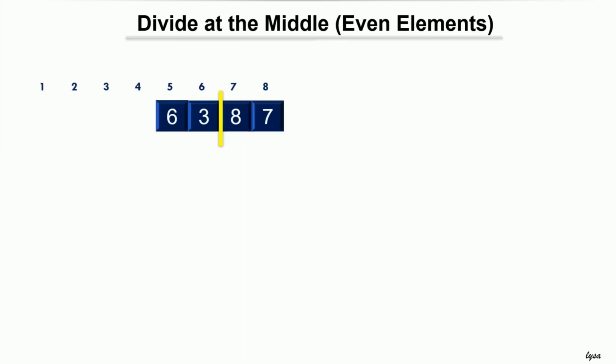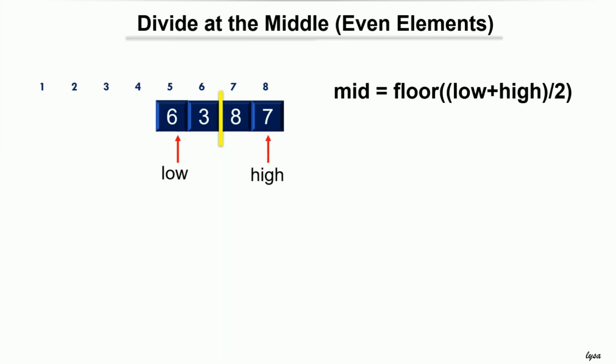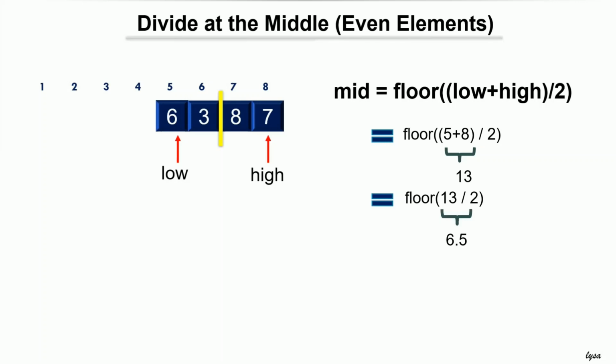Now, if I apply the formula n by 2, I would get the mid value as 4, which would not be right, but rather I want the mid value to be 6. So let's apply the formula. Now low is 5, high is 8. I know that mid is equal to floor of (low plus high) by 2, which is nothing but floor of 13 by 2, which is nothing but floor of 6.5, which is 6.